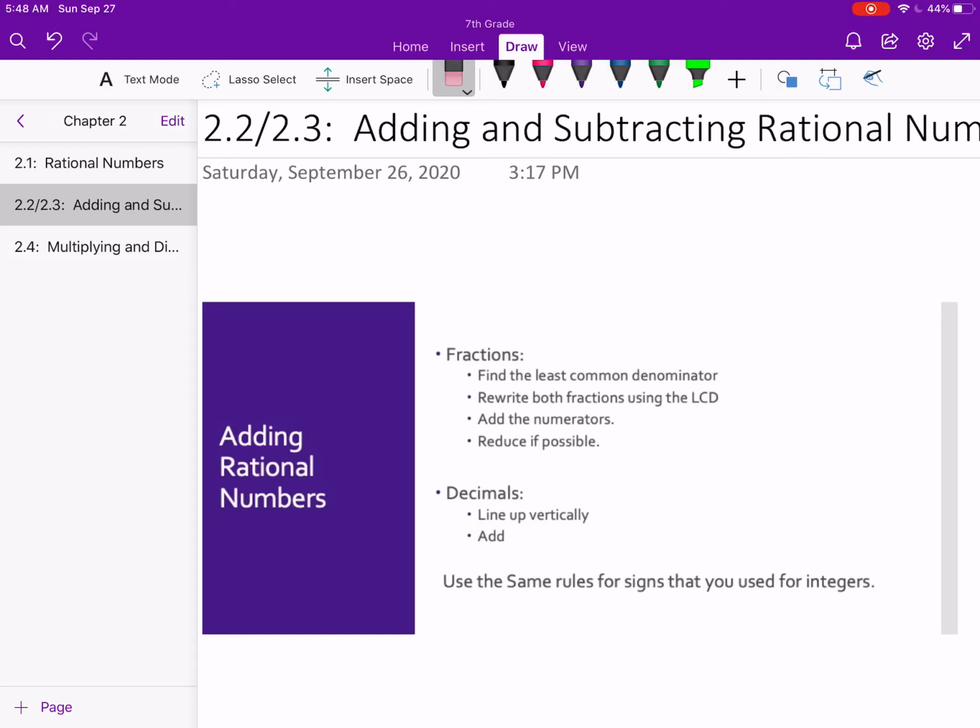This is section 2.2 and 2.3, adding and subtracting rational numbers. So review from last lesson is we know that a rational number is any number that can be written as a fraction.